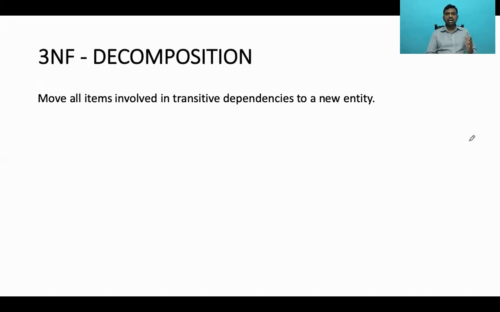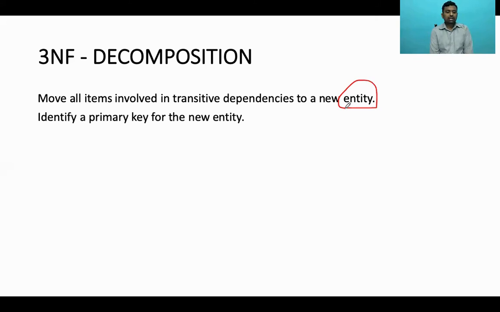How will I do it? Move all items involved in transitive dependency. Whichever item is transitively dependent, move it to a different entity, that is, create a new table, right? When I say entity, it means table. So I'm going to create a new table and then store the data inside that. Okay, good. The next step, identify a primary key for the new table. That's very important, right?